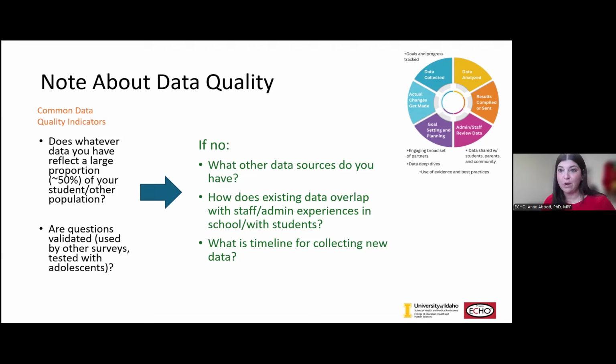So in evaluation, we call that triangulation. Or how does existing data that you do have overlap with the experiences of staff or administrators or other folks in the school? Also, if you know you're sitting on a pile of data that isn't high confidence or that isn't the most useful to you, that doesn't mean you have to be paralyzed and not do anything, right? But that does mean you might want to start thinking ahead for what your next data collection looks like and how you might improve. Again, these things are all easier said than done, but important considerations.